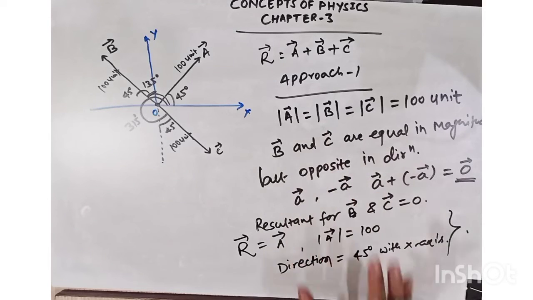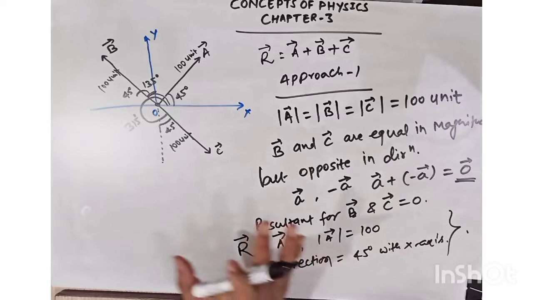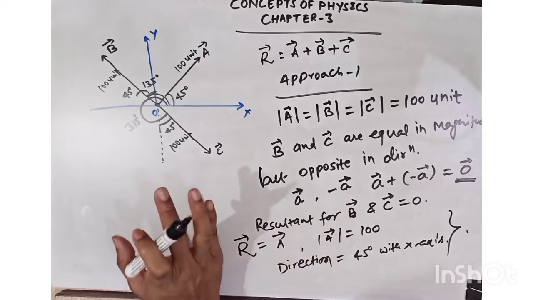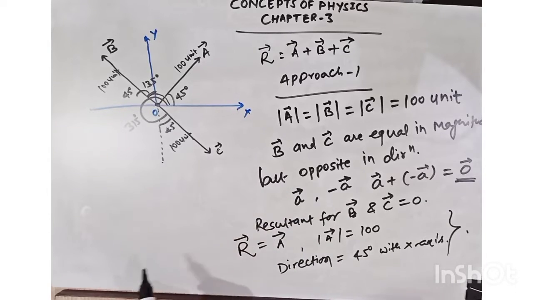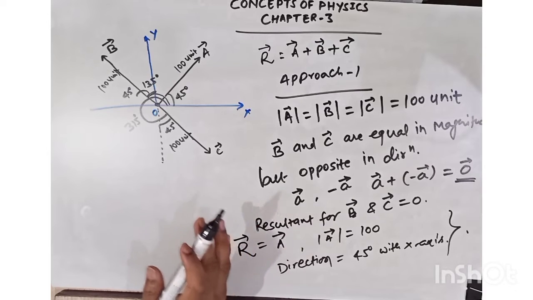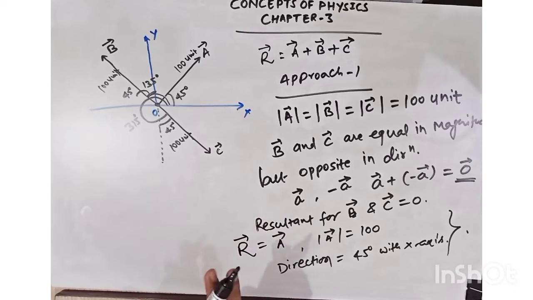So this is approach 1. I think this is the direct approach. This problem has been given to test your understanding, how vectors in opposite direction and equal in magnitude cancel each other. So this is one approach, and this is the answer.